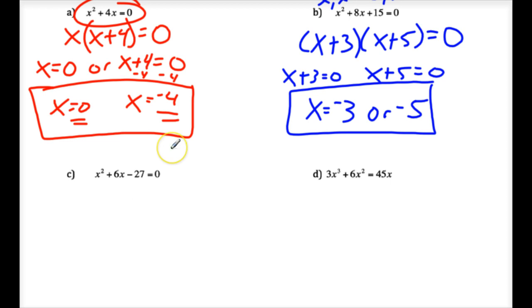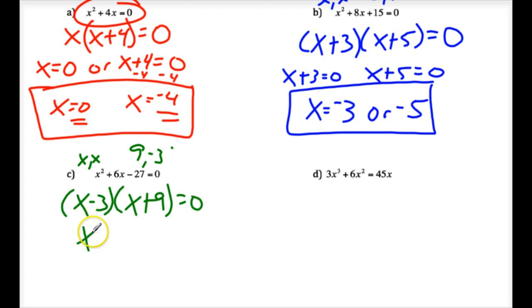All right, let's do this. X and X. Hey, back to the next one. Who got factors of -27 that make 6? What did Alex say? Yeah, 9 and -3. Very good, Sean. X minus 3, X plus 9 equals 0. That means X is going to be 3 or -9.